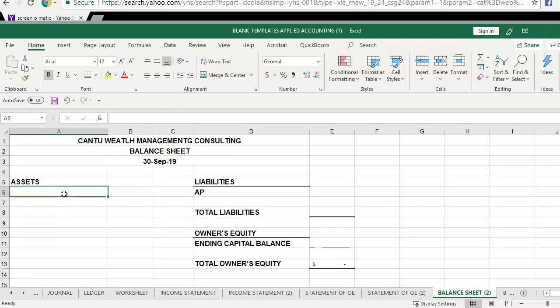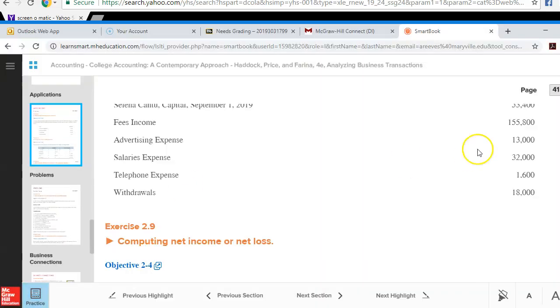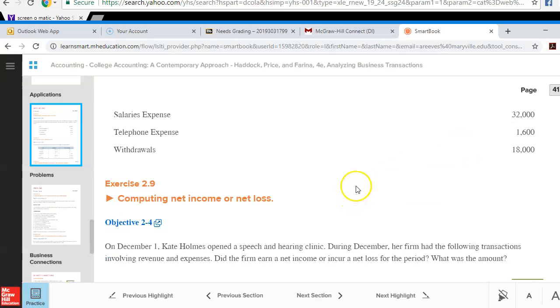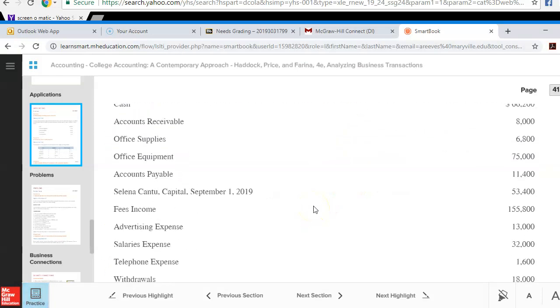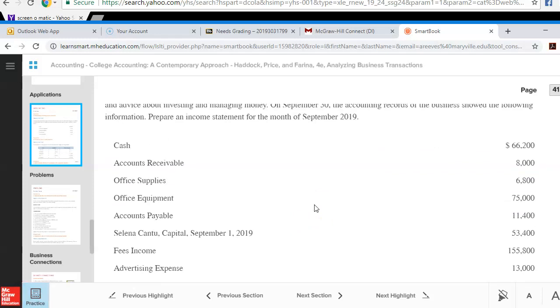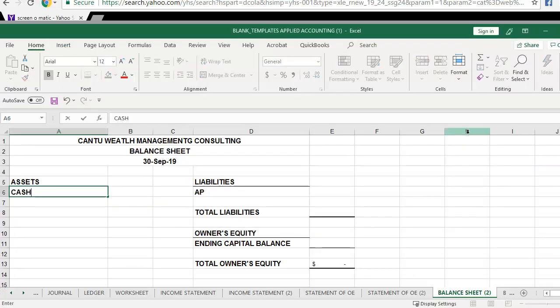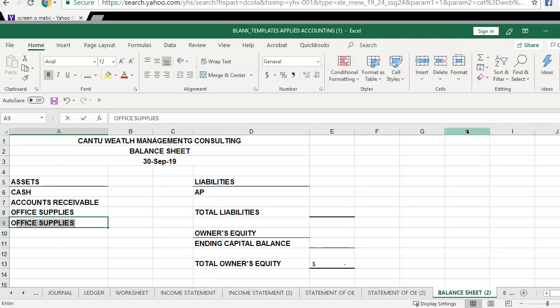On the balance sheet, the first section, you will list all of your asset accounts. So we're saying based upon these account titles, which of these qualify as being assets? So the assets are going to be cash, account receivable, office supplies, and office equipment. So we got cash, account receivable, office supplies, and office equipment.